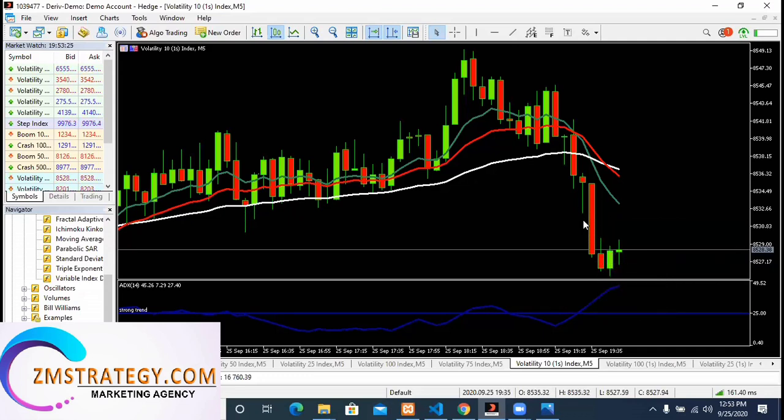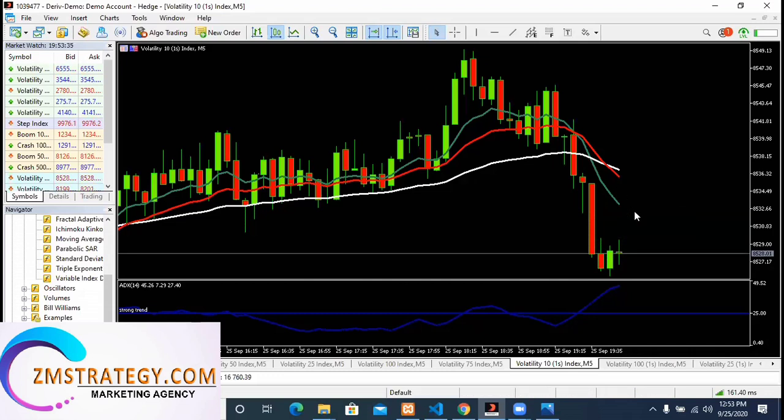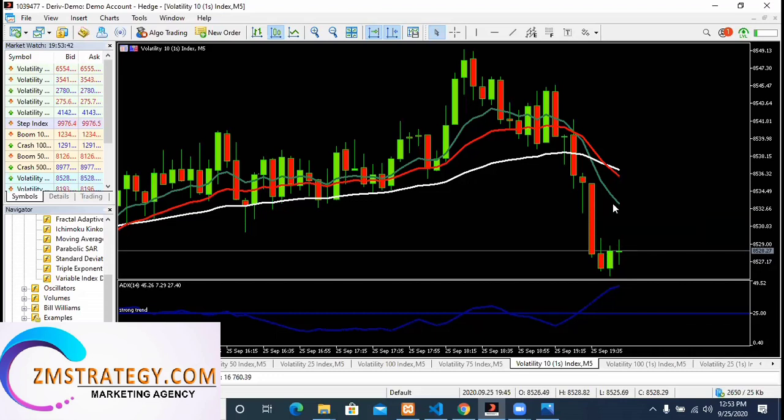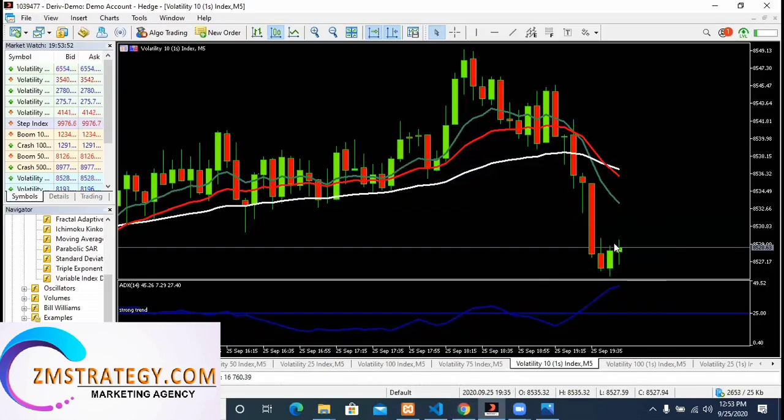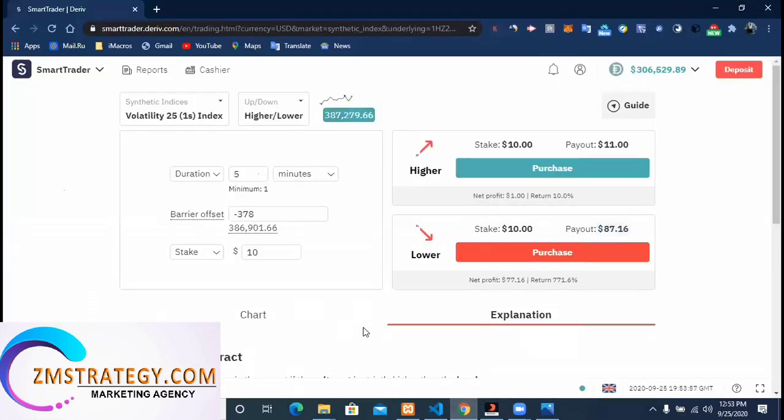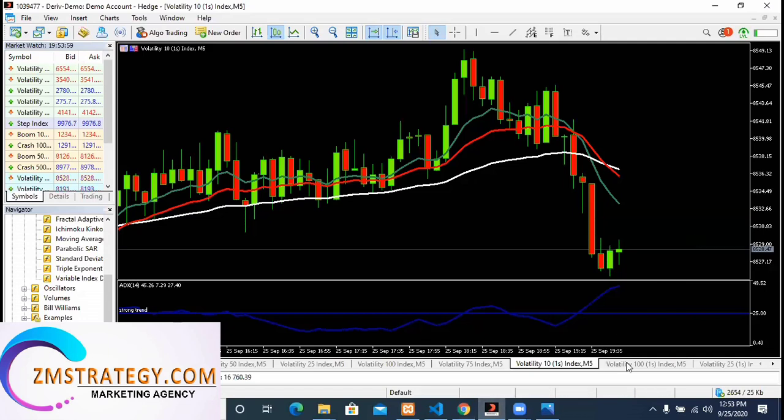What I will do is wait for a pullback to occur, and the pullback must get close to the first moving average. Immediately the pullback occurs and it hits the first moving average, and I notice a reverse, then I will take a trade on my Smart Trader. But while I'm waiting for the pullback to occur, I will have all my setup done already.